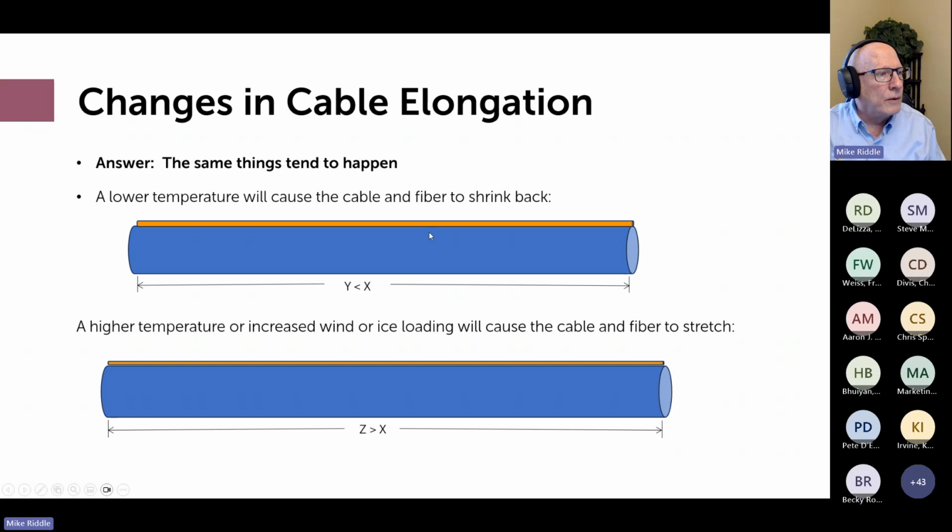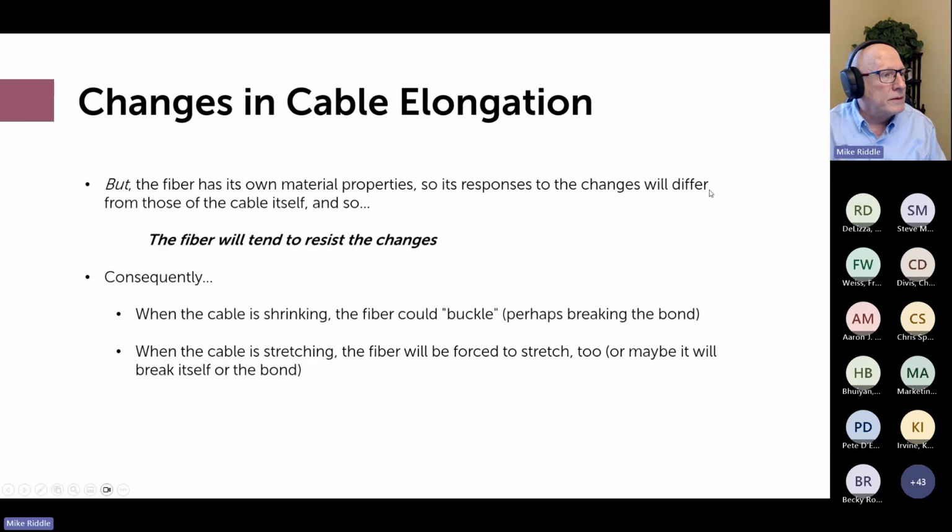A lower temperature is going to cause the cable and the fiber to shrink back, and a higher temperature or increased wind or ice loading will cause the cable and the fiber to stretch. But there's an important difference. The fiber has its own material properties, so it has its own thermal coefficient of expansion and its own modulus. So its responses to these changes are going to differ from the cable itself.